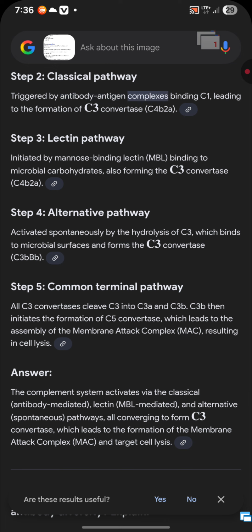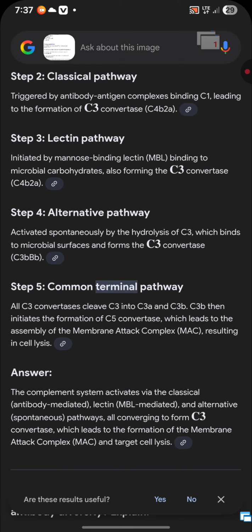Triggered by antibody-antigen complexes binding C1, leading to the formation of the C3 convertase, C4b2a. Step 3. Lectin pathway. Initiated by mannose-binding lectin, MBL, binding to microbial carbohydrates, also forming the C3 convertase, C4b2a. Step 4. Alternative pathway. Activated spontaneously by the hydrolysis of C3, which binds to microbial surfaces and forms the C3 convertase, C3bBb.